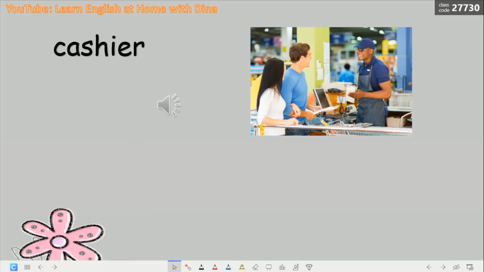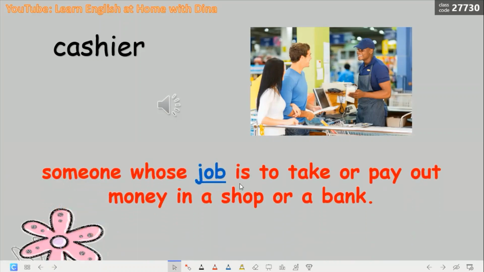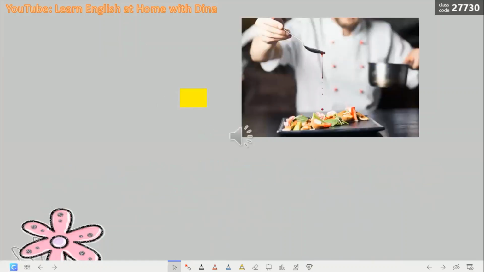Cashier. Okay, let's read cashier. Someone whose job is to take or pay out money in a shop or a bank. الشخص اللي مسؤول عن إنه ياخد منك الفلوس in a shop or a bank. في محل أو في bank.